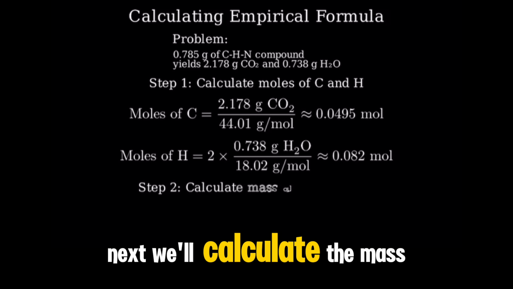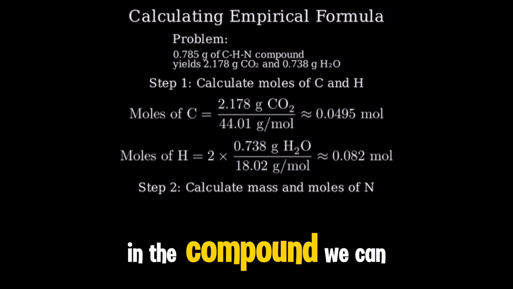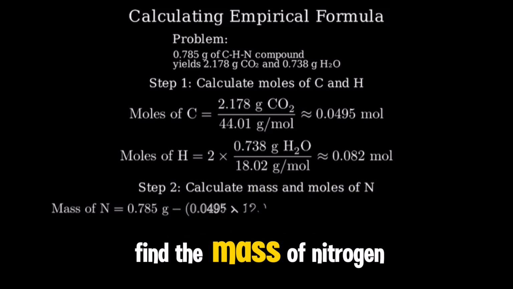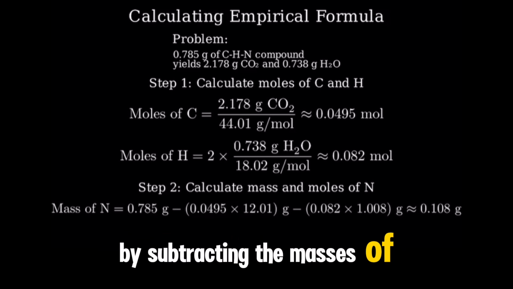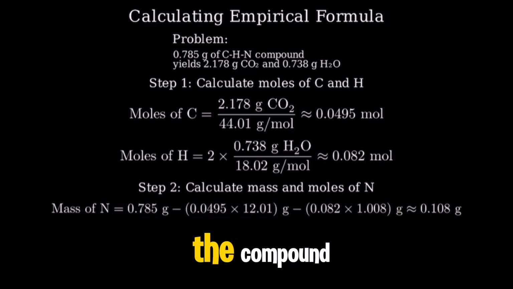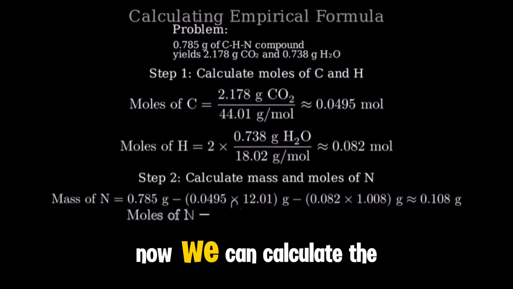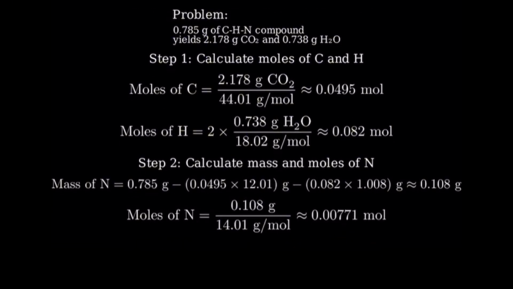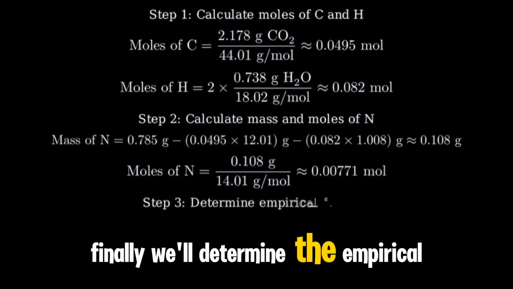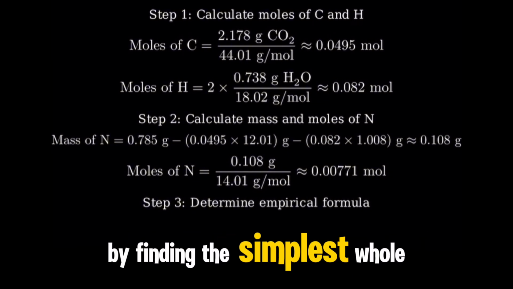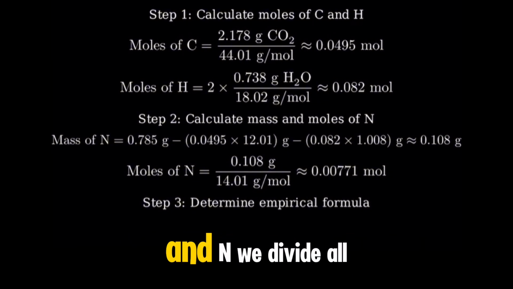Next, we'll calculate the mass and moles of nitrogen in the compound. We can find the mass of nitrogen by subtracting the masses of carbon and hydrogen from the total mass of the compound. Now we can calculate the moles of nitrogen. Finally, we'll determine the empirical formula by finding the simplest whole number ratio of C, H, and N.